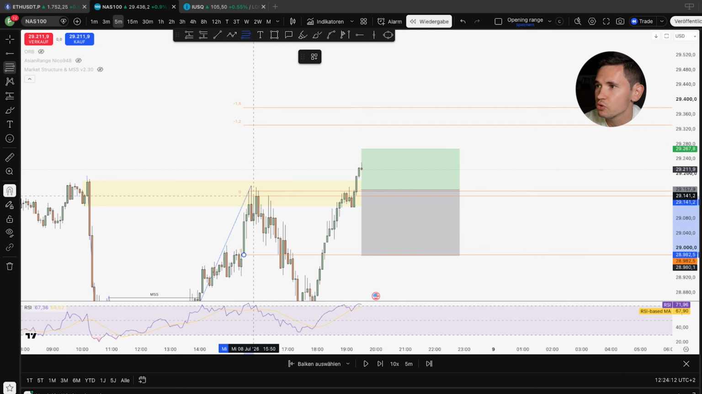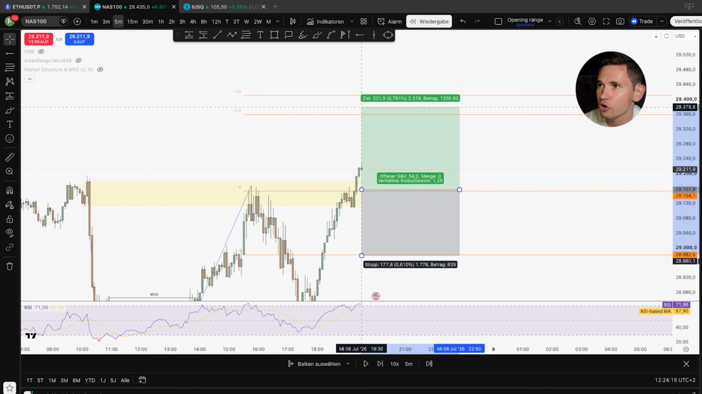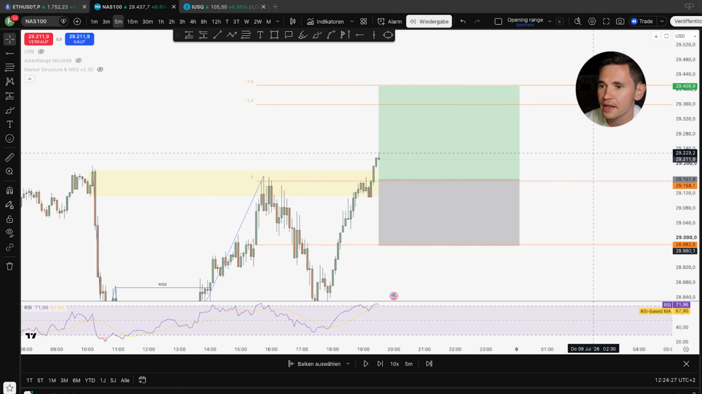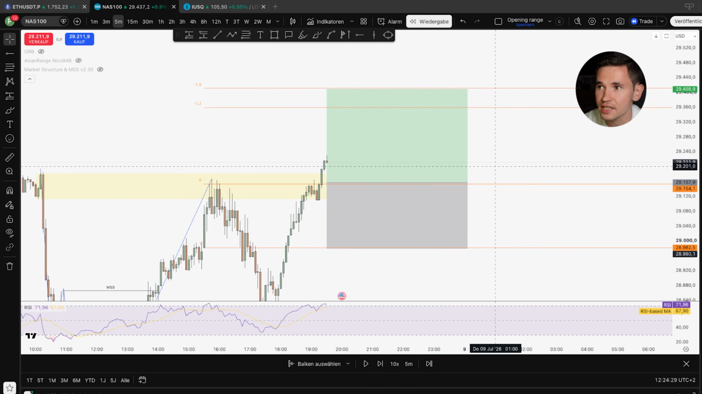I pull out the fib tool from top to bottom of the range to determine my targets, and this is the 1.5 target for me. 1.2 is my break even point. At that point I set the trade break even, and at 1.5 I'm taking full profits. And then after that, I set my limit orders, I set my alarm at the 1.2, and that's it. I don't need to look at the chart afterwards.